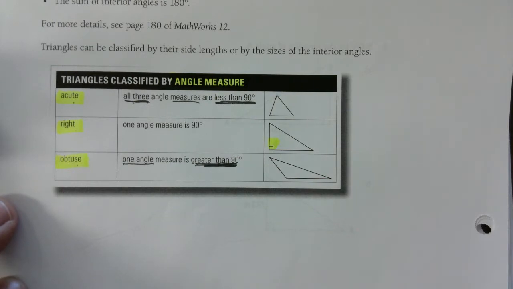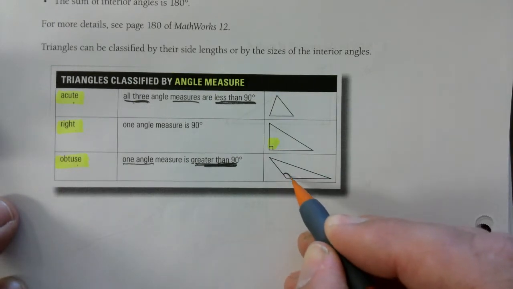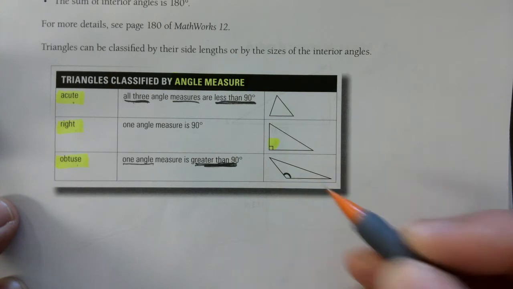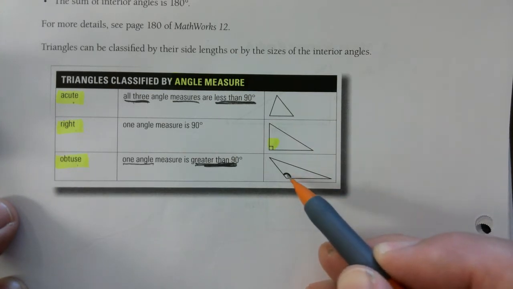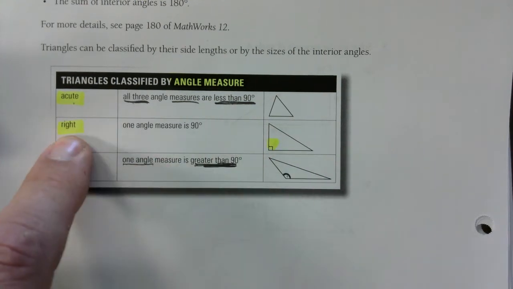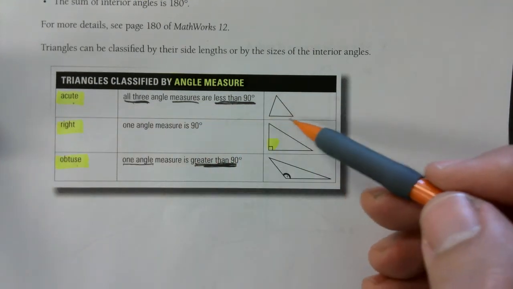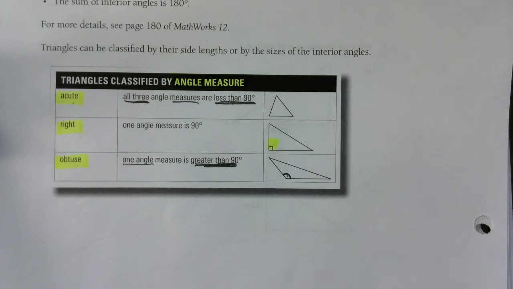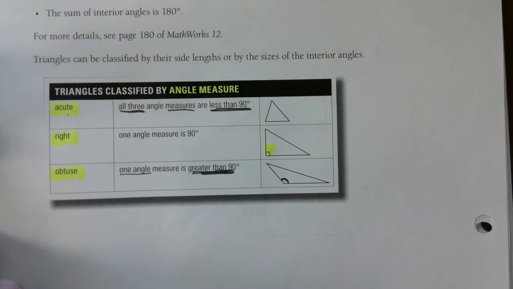And so just keep that in mind. So this would obviously be your obtuse. As soon as you have one of them, it's obtuse. Okay. If you have a box, it's a right. If you're not sure, if all of them are less than 90, of course it's going to be an acute triangle. Okay. Fair enough. Next page.